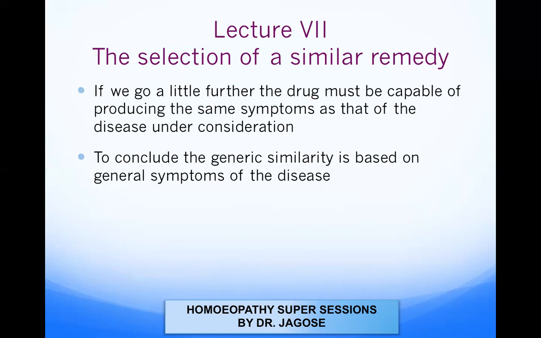If you go further, the drug is capable of producing the same symptoms as that of the disease under consideration. So naturally, whatever drug we choose according to the law of similars, it should produce the same symptoms as the disease under consideration. To conclude, generic similarity is based on general symptoms of the disease. So for generic similarity, we go only on the general symptoms of the disease.